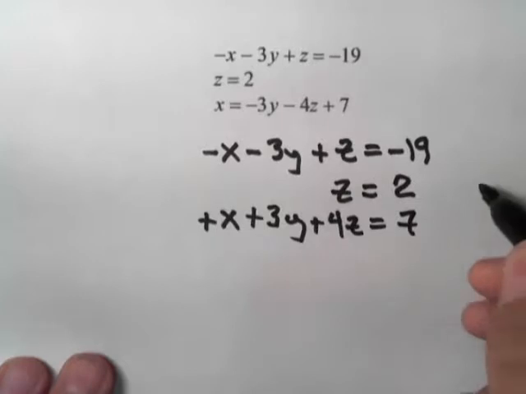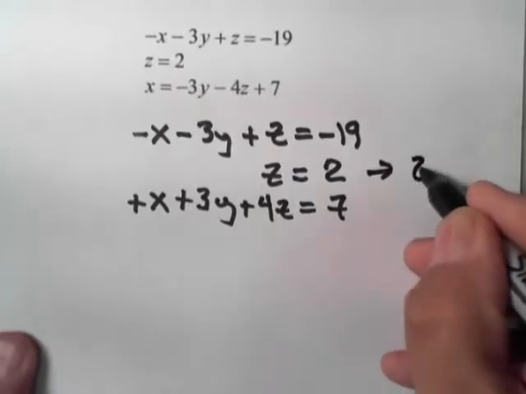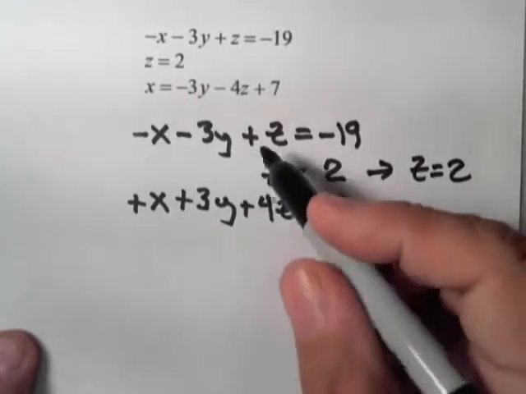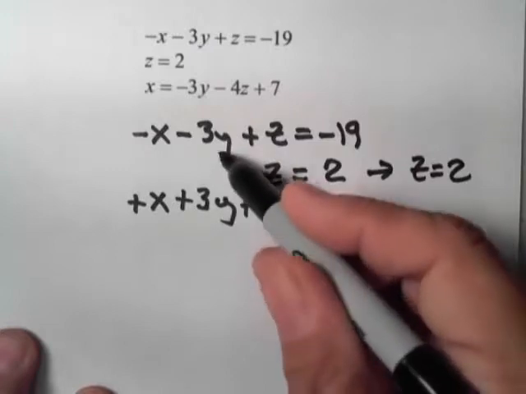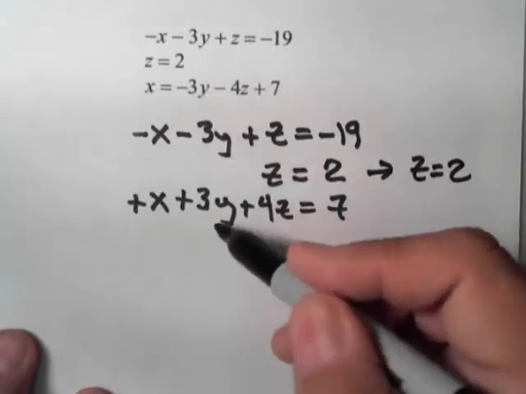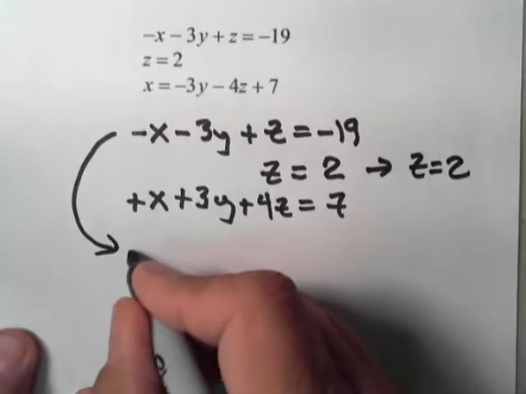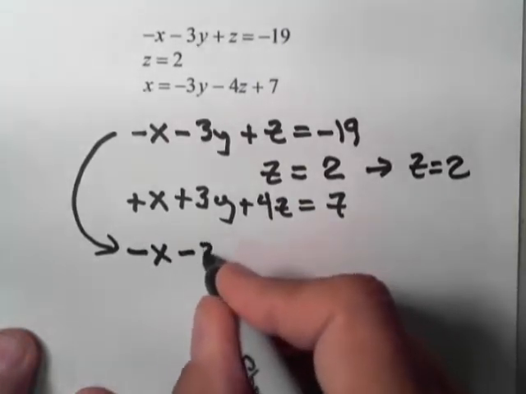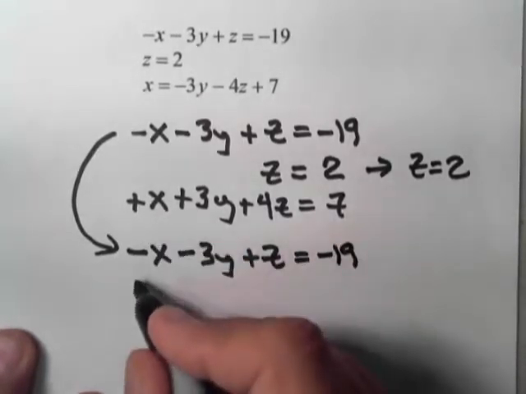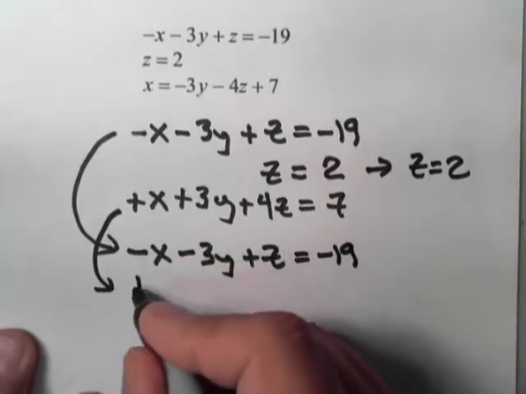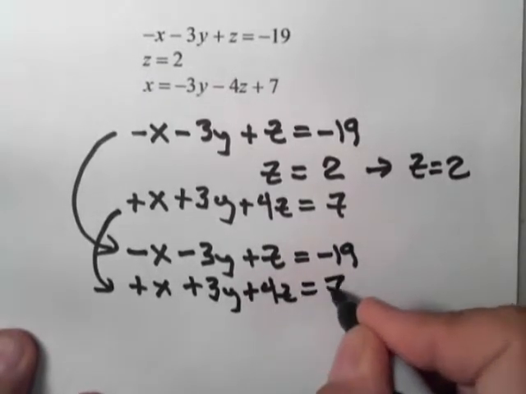Okay, well, definitely we're going to use here the value of z equals 2, and what we need to do is eliminate one of the other variables here in the other two equations that exist. The y's will go out really nice here, so let's just combine these two equations the way they are. I'll rewrite them next to each other here. Negative x minus 3y plus z equals negative 19. And then the last equation here, just as it is, plus x plus 3y plus 4z equals 7.